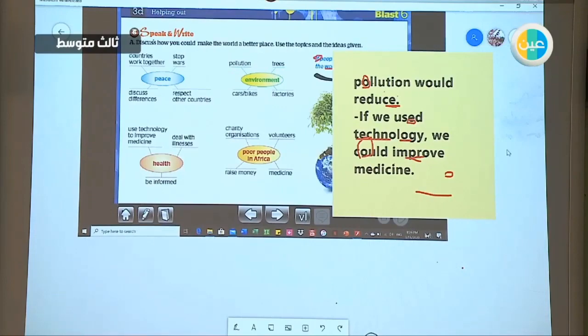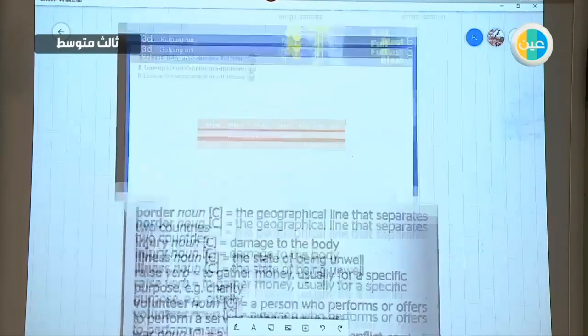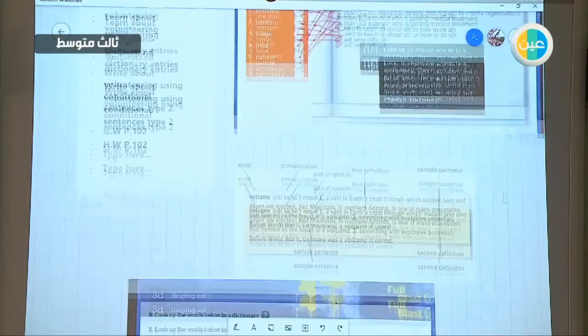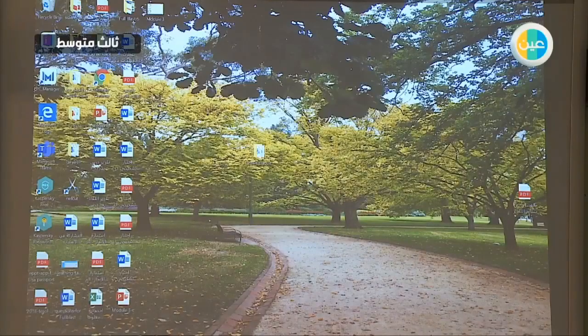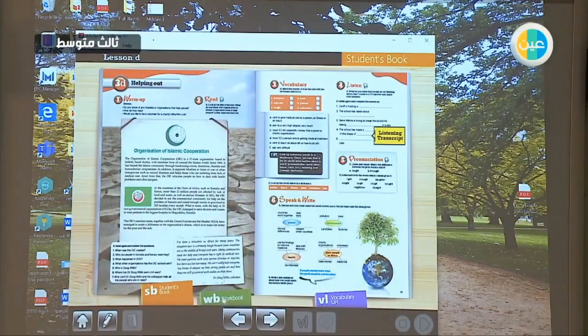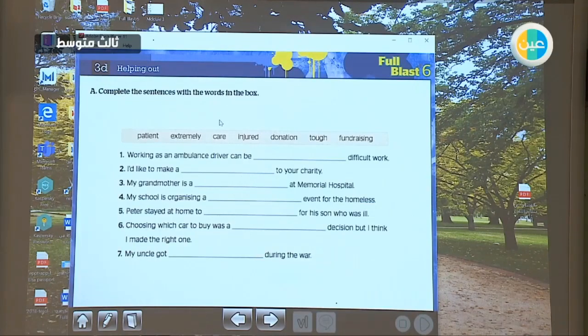Now, what can we do now? We're going to move to the workbook to have some extra work or tasks at page 102. I want you to open your workbooks at home. Let's see the first exercise. We're going to use the words that we have did in the first task in the student's book. We're going to put them in the correct space according to their meanings.